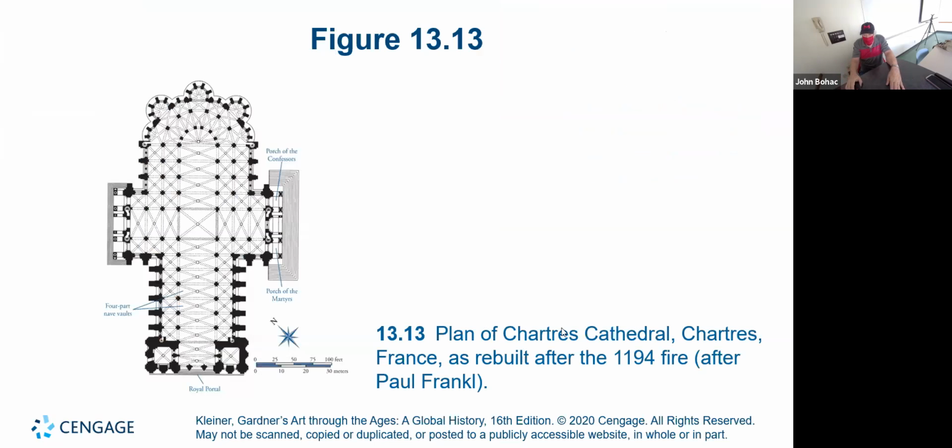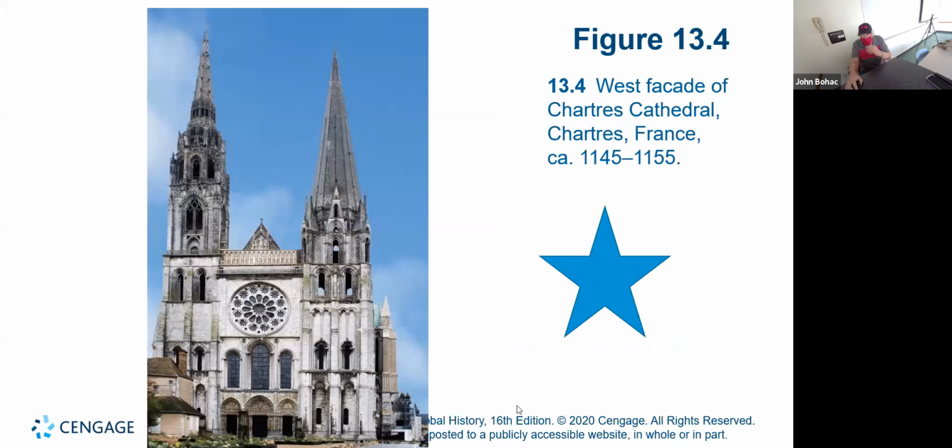Here is the plan for the Chartres Cathedral, and you see it's done in the shape of a cross. Here's a picture from the front, from the entrance, the west facade. And so this area up here, I want to tell you about. This is called a transept.